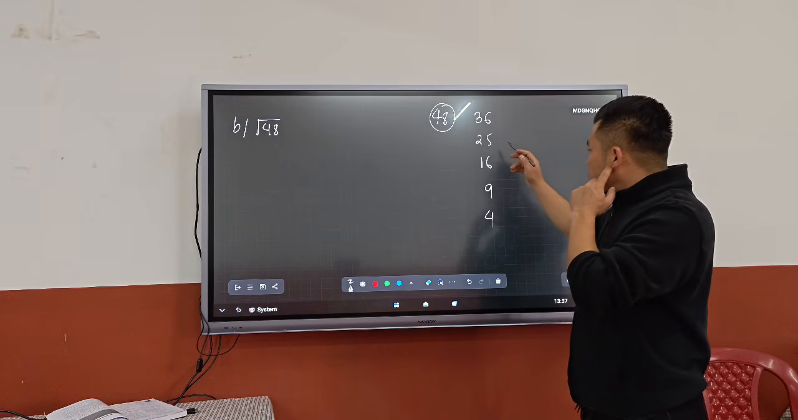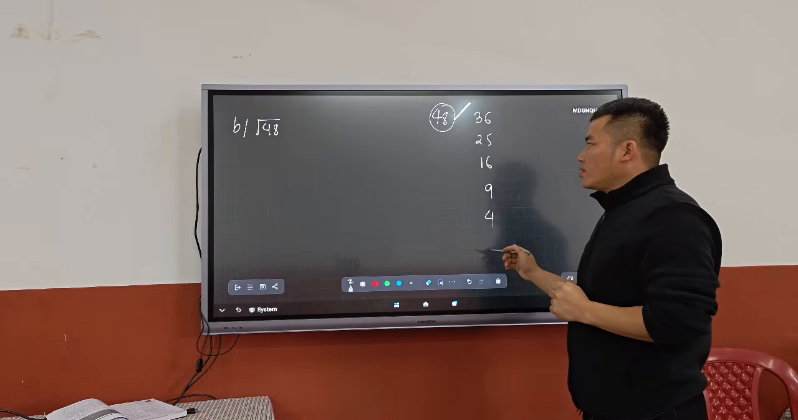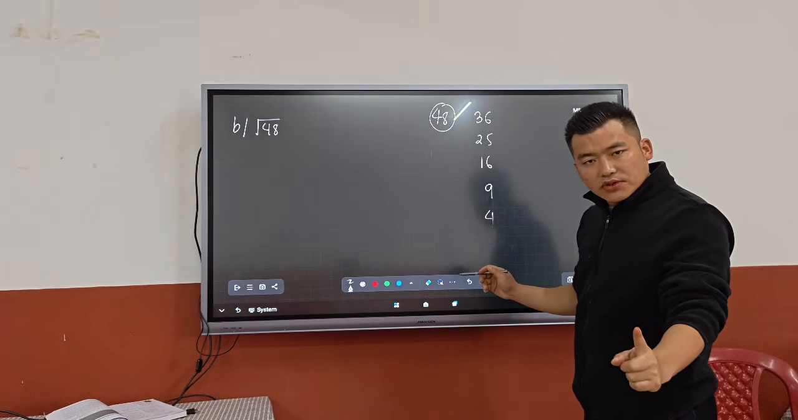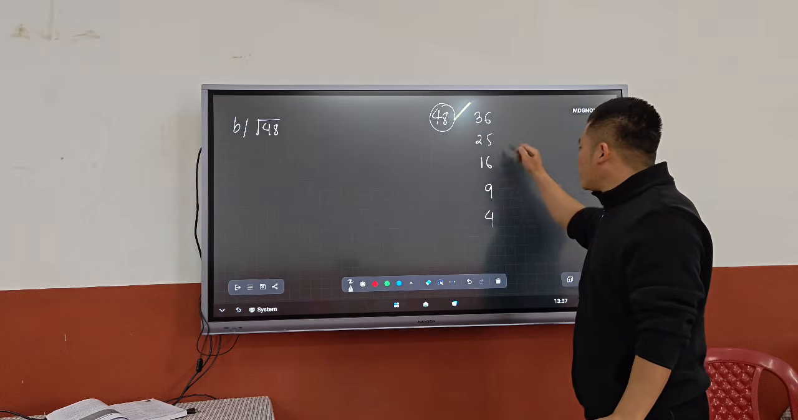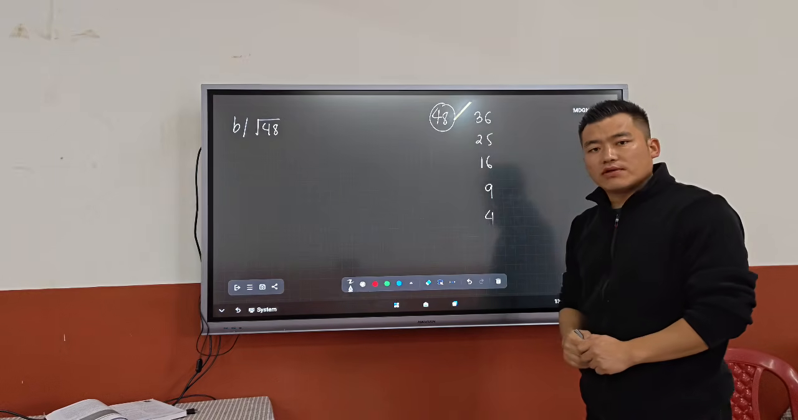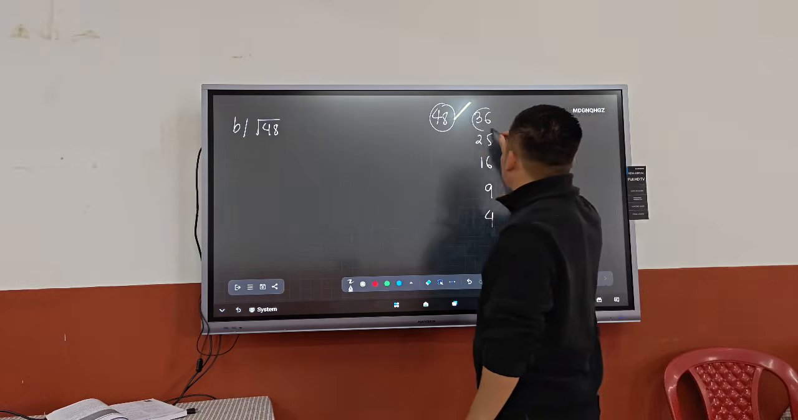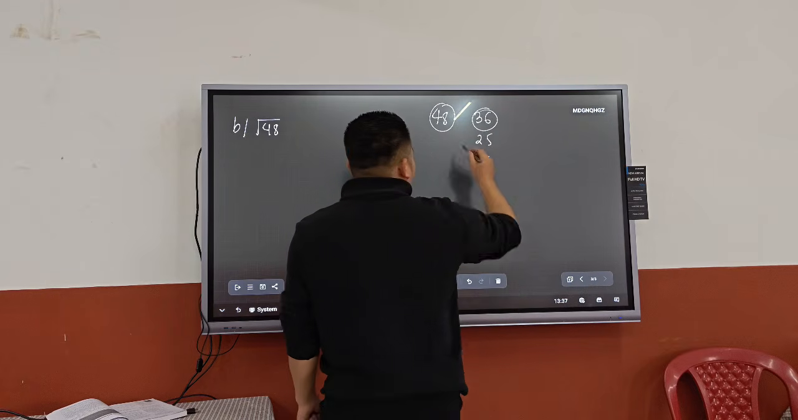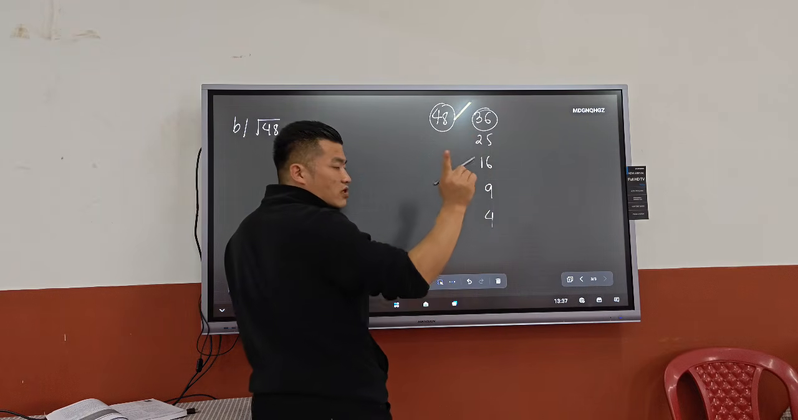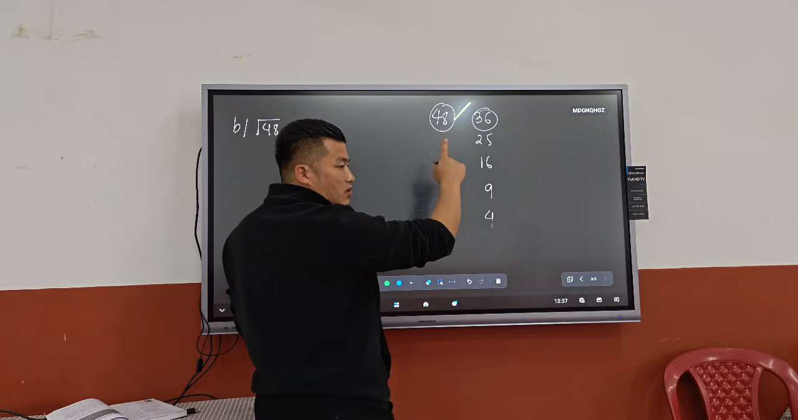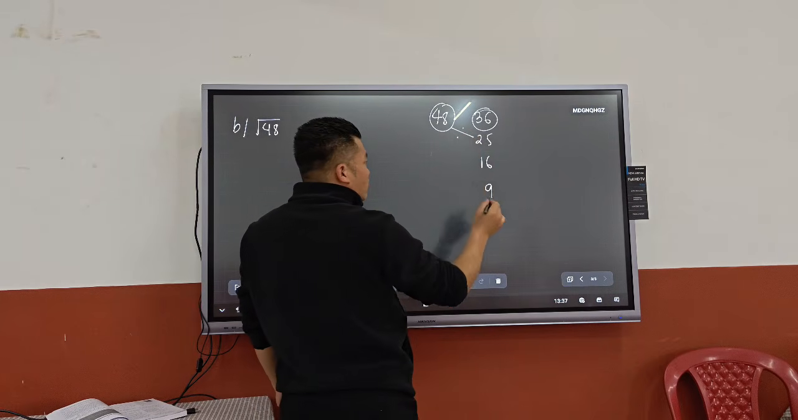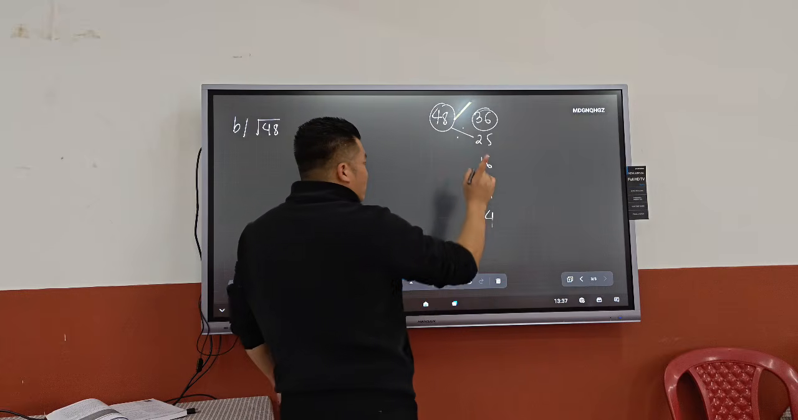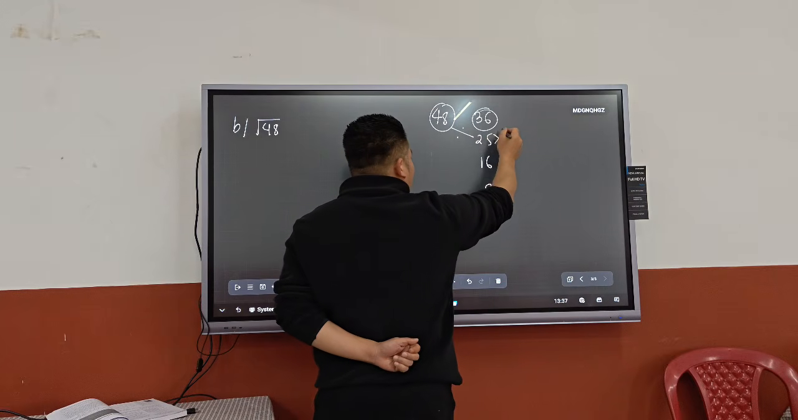Now you have to choose numbers where one is a perfect square and the other is not a perfect square, and when you multiply them, both should be whole numbers. Suppose 36. If you divide 48 by 36, you will not get a whole number, you will get a decimal number. Now 48 divided by 25, you will not get a whole number either. So you cannot take 36 or 25.